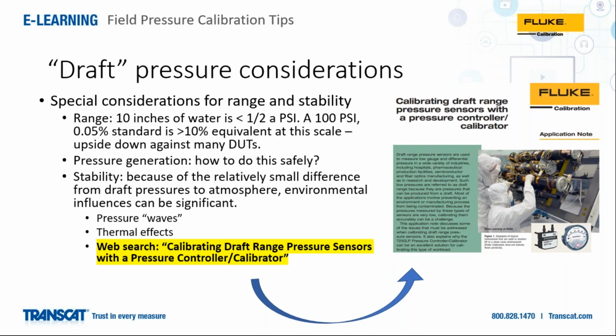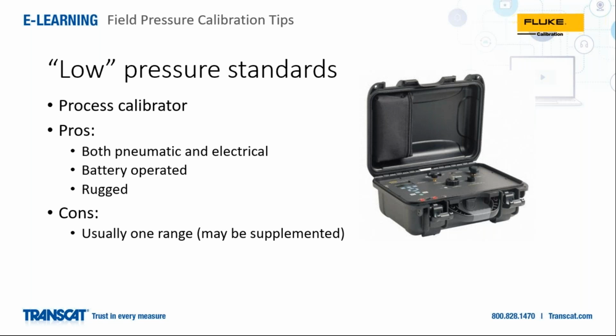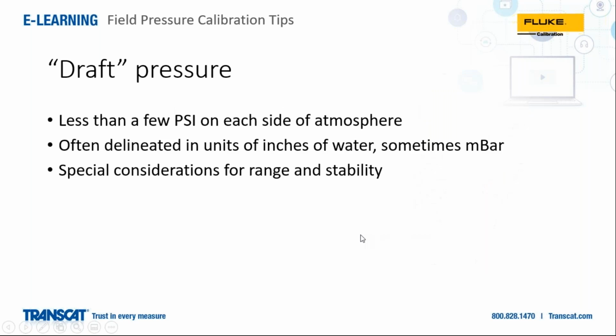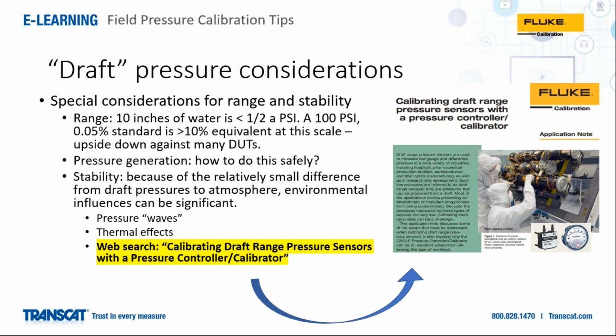I get this question a lot, as we saw on a previous slide: hey, John, I'm looking at this Fluke 3130. Can I use this to do my room pressure sensors that I have in my plant? And this has a 300 psi range, so can you? Well, yes, but will it work for your application? Probably not as is. You might have to think about this a little bit.